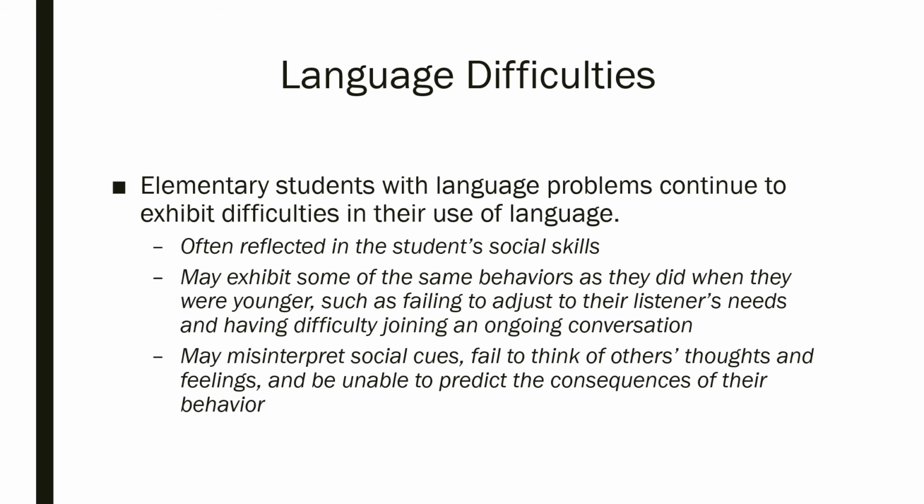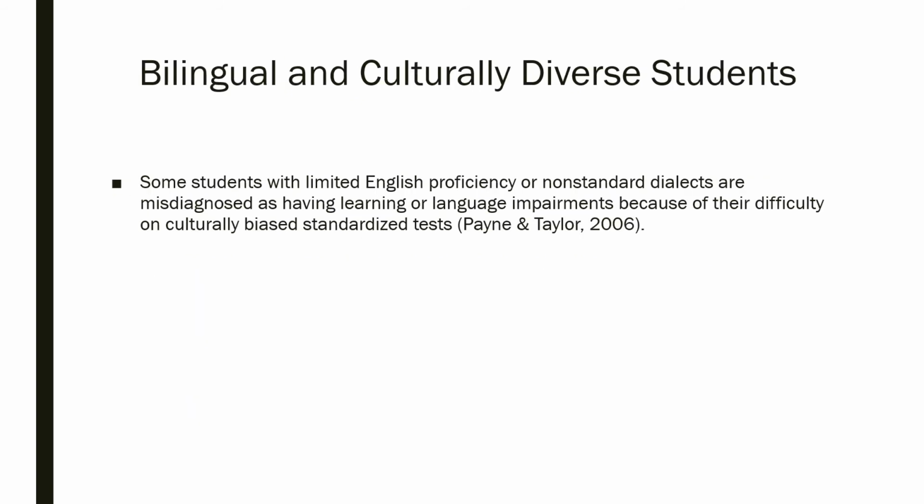And this can become much more obvious as they get older and are expected to be more autonomous. It's also important to note that students may be misdiagnosed as having language impairments when they are bilingual or bilingual emergent. So keep that in mind, that you want to take the results of standardized tests with a grain of salt, because some of your students may just be bilingual, and they may not have language impairments.